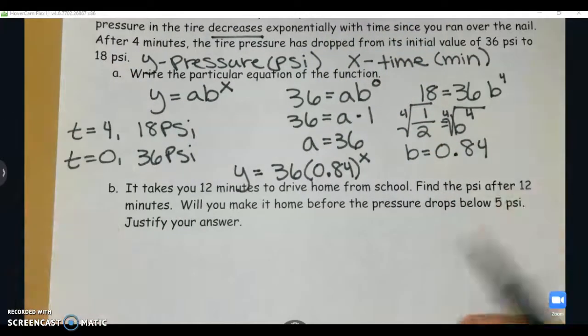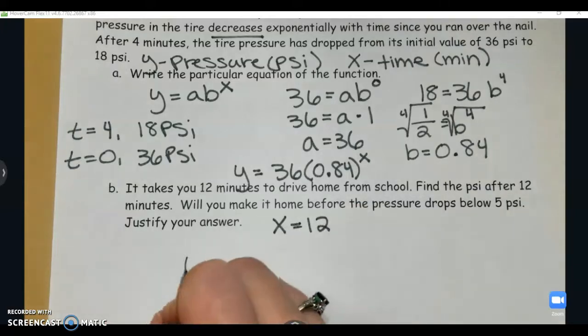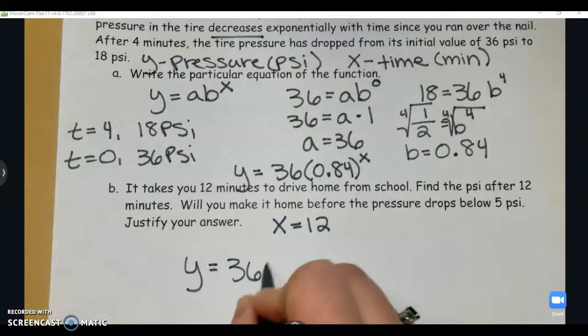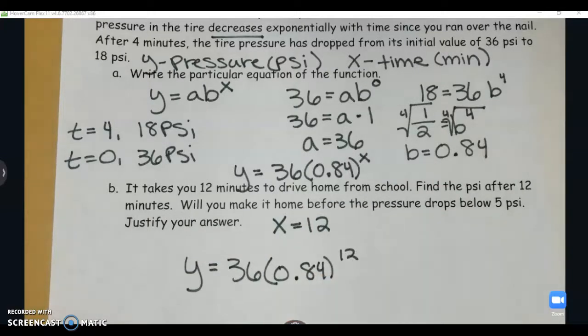So 12 minutes, that means that x is equal to 12. So we are going to be solving for the tire pressure by plugging 12 into x for our equation. So 36 times 0.84 to the 12th power. Type that into your calculator, and we're going to get that y is about 4.44 psi.